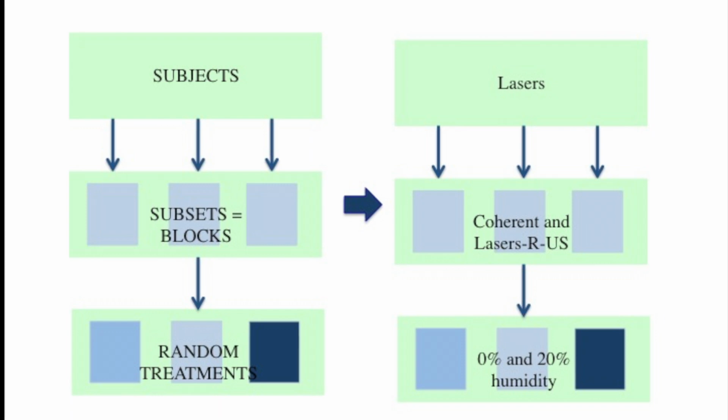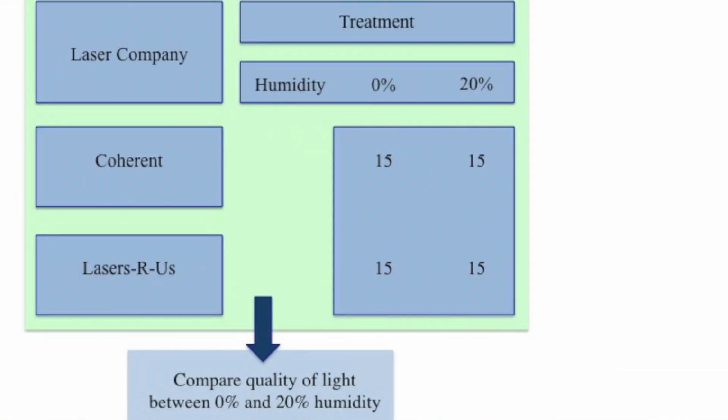Here, the subject of the experiment is lasers. These lasers are split into two subgroups or blocks, which in this example's case are two different companies, Coherent and Lasers R Us. These blocks will be tested in conditions of 0% humidity and 20% humidity. To make this more tangible, a chart can be produced outlining the overall experiment.